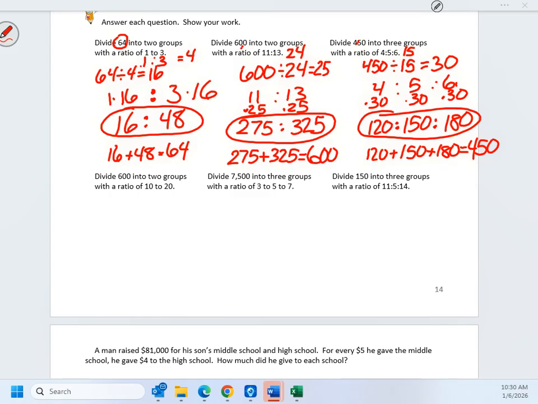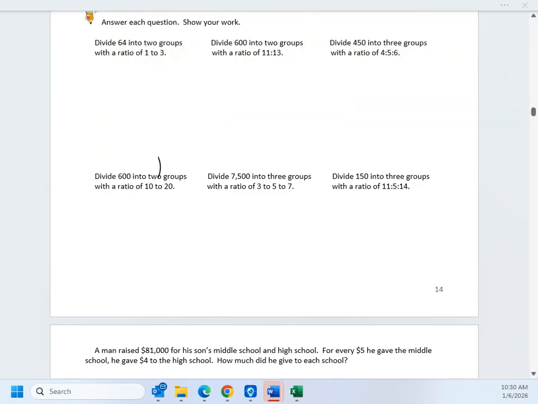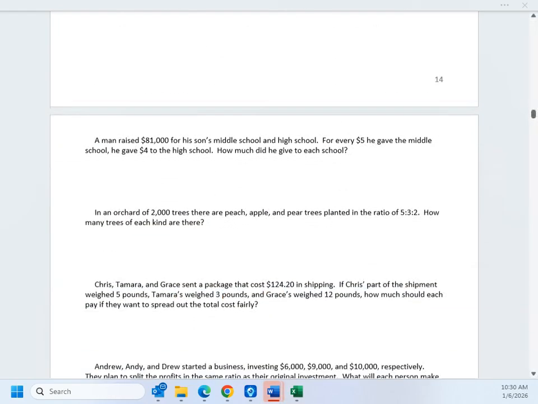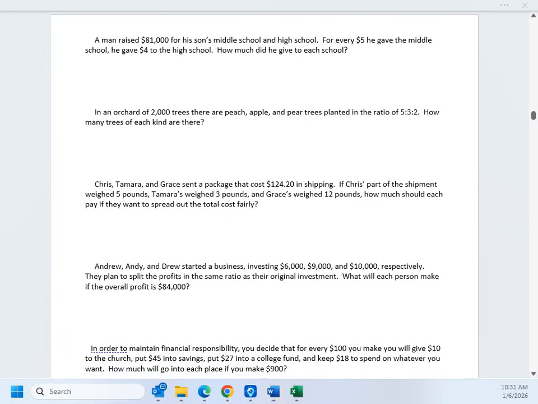I want to take a moment to look at our second page that has the word problems, because sometimes those word problems can get a little intimidating. So let's look at that second page. A man raised $81,000 for his son's middle school and high school. For every $5 he gave the middle school, he gave $4 to the high school. How much did he give to each school?